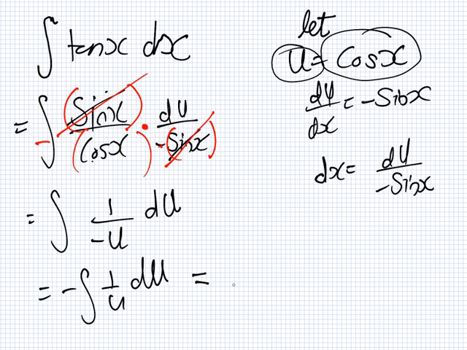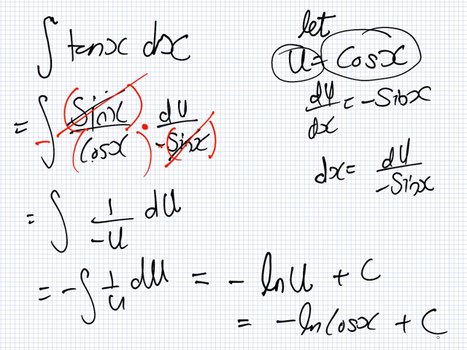u raised to the power minus one, then over minus one plus one. Get ready now, this will blow your mind. Log x. So log u plus c. So the answer is minus log cos x plus c.